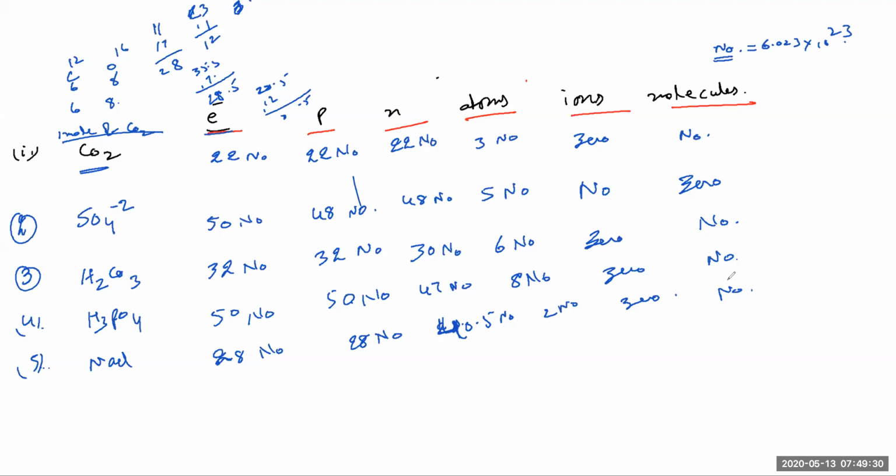Like that you can solve. It's easy only. I'll give some other problems, different model problems. Okay. Correct. Sorry, this is 30.5. 30.5 neutrons.